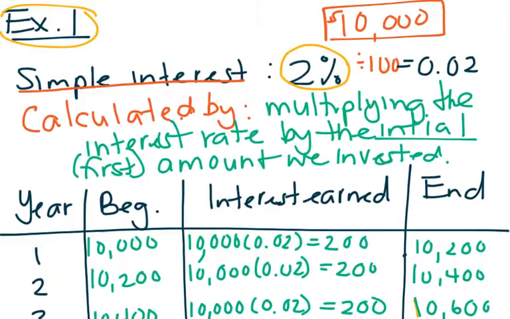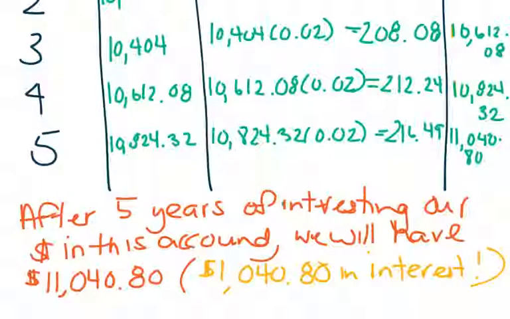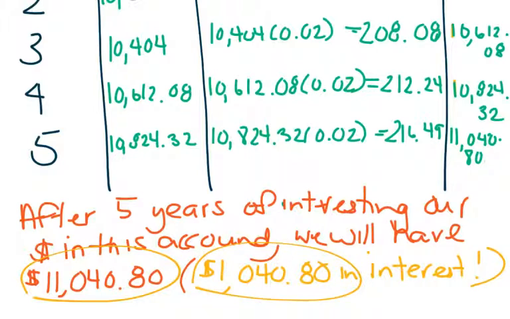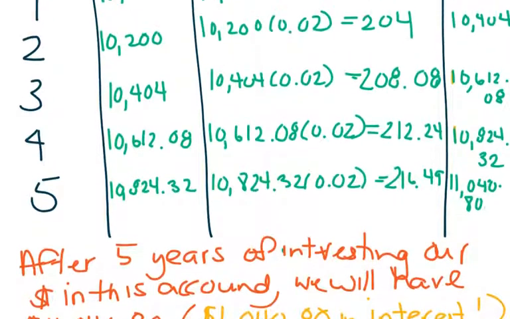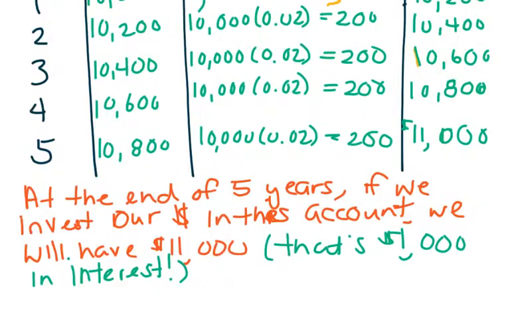Where do we make more money? In simple interest, we made $11,000, which was just $1,000 in interest. And in compound interest, we made $11,040, which is $1,040 in interest. So we made approximately $40 more in interest. What's important to see here is some differences between compound interest and simple interest.